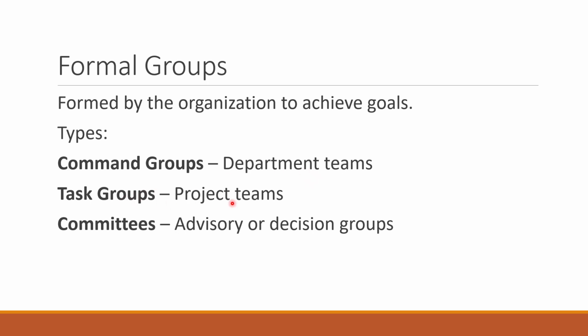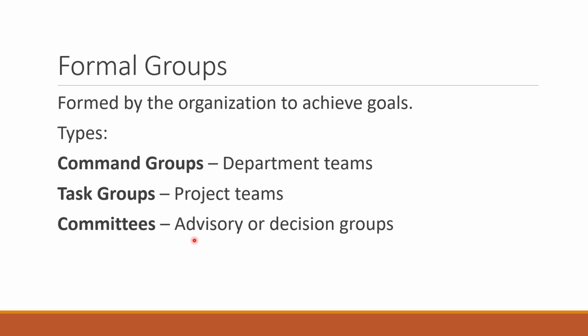Then the second one is the task group. These groups are formed to complete a specific task, as the name suggests. Like a product launch team can be formed to introduce a new mobile phone. So they are formed until the product launch and then they adjourn.